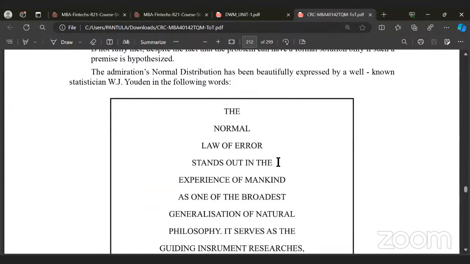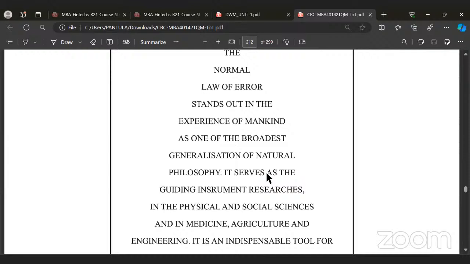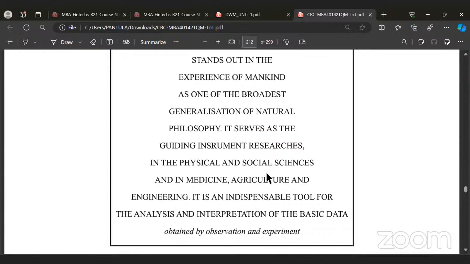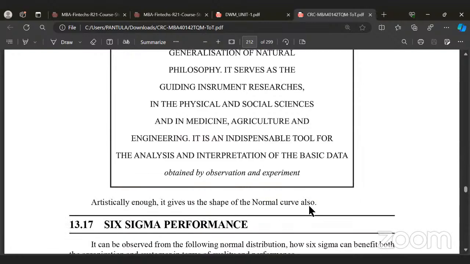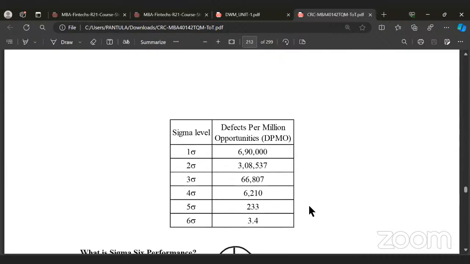Here you can see the normal law of error, which stands out in the experience of mankind as one of the broadest generalizations of natural philosophy. So it serves as a guiding instrument in the physical and social sciences, and in medicine, agriculture, and engineering. So you can see here Six Sigma performance, how it can be performed.